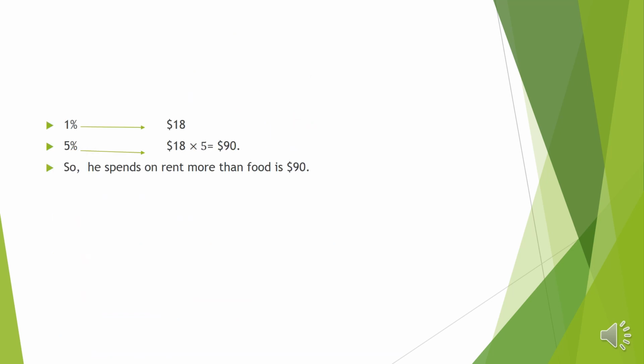Let us see C. Find money he spent on rent more than on food. We have 35 minus 30 equals 5%. So we got that 1% equals $18, and so we can find 5% equals $18 multiplied by 5 equals $90. So the money that he spent on rent more than food equals $90.